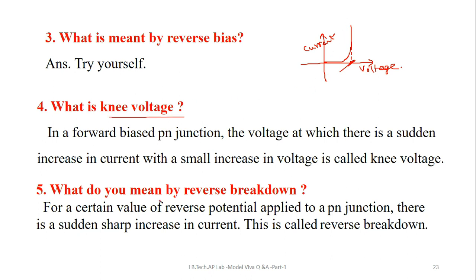What do you mean by reverse breakdown? For certain values of reverse potential applied to a PN junction, there is a sudden sharp increase in current. It's also on the same line. The current suddenly increases. This is what we call the reverse breakdown voltage.